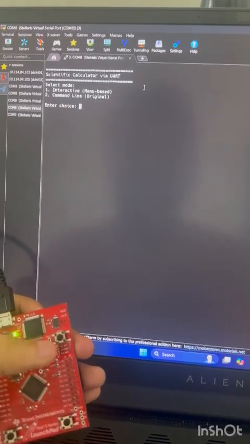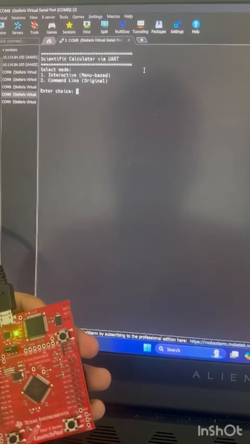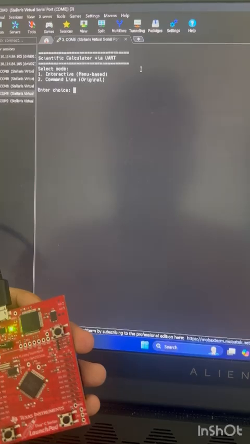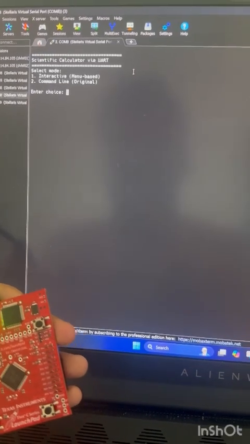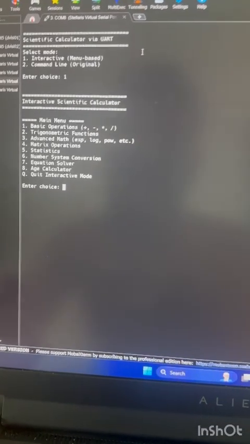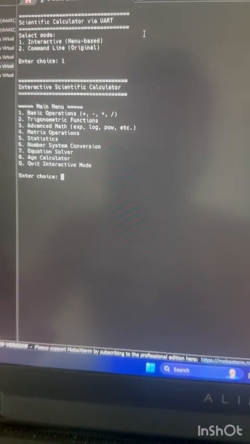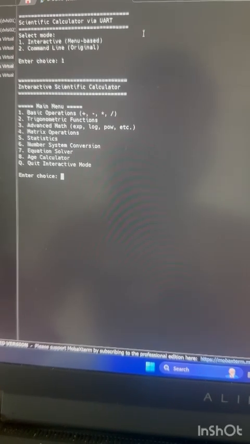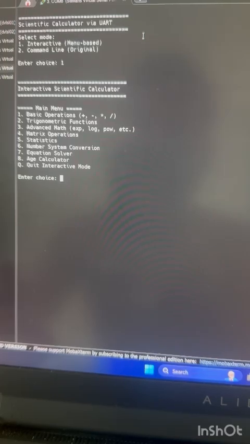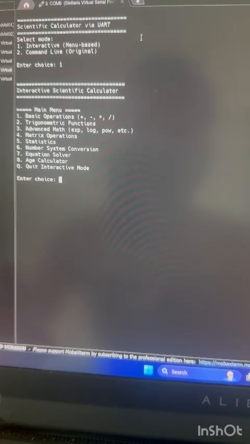As you can see, there are two modes of operation. The first one is the interactive method, which is menu based, and the second one is a command line. Let's start with interactive. In interactive we have a total of 8 options, 8 mathematical operations we are doing. First one, we are doing basic operations, that is normally addition, subtraction, multiplication, division.